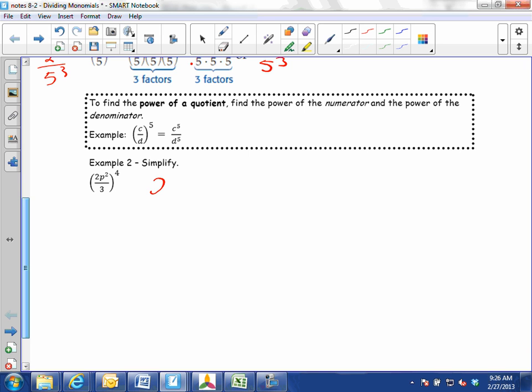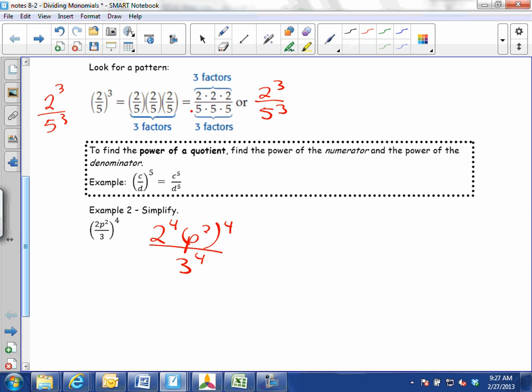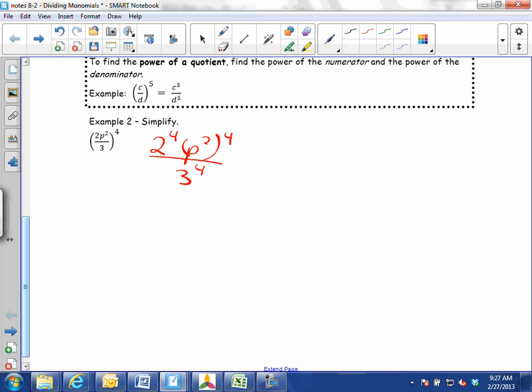So we're going to have 2 to the 4th and p squared to the 4th and 3 to the 4th. Isn't it 3 squared to the 4th? Because you have to move your top down, that's what you said. Like up above, where it says look for a pattern, and we have 2/5 to the 3rd, and then you move the 3rd down. Oh yeah, okay, good.